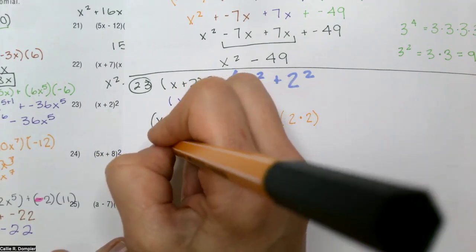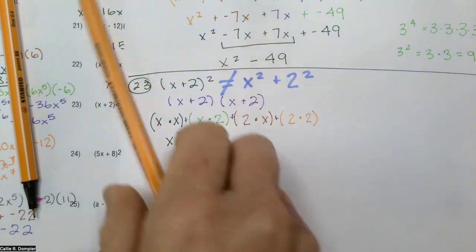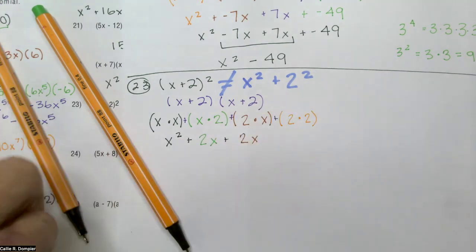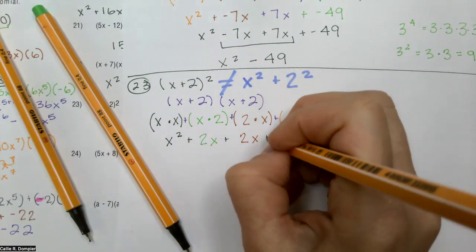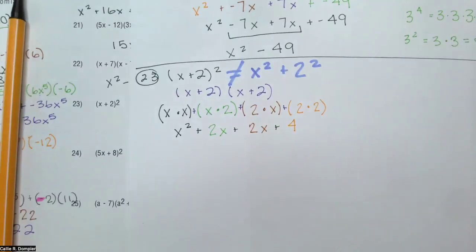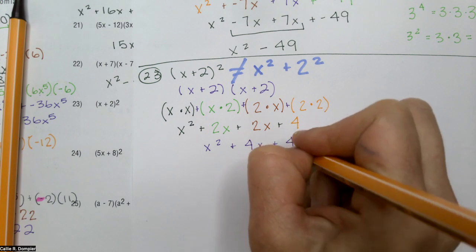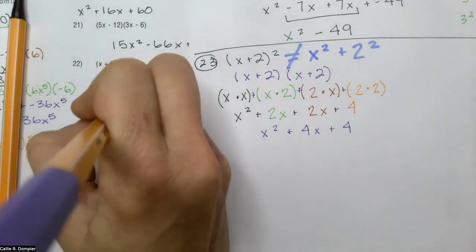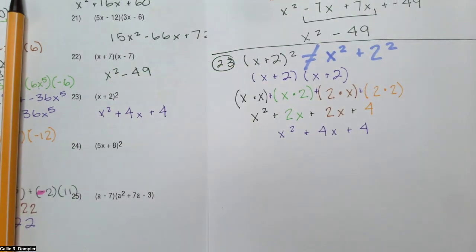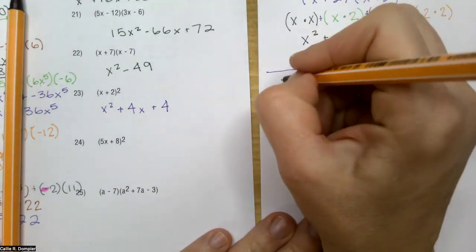And then we simplify. x times x is x squared, plus 2 times x is 2x, plus 2 times x is 2x, plus 2 times 2 is 4. Now we can combine those middle terms and we will end with x squared plus 4x plus 4 for 23. Good. One more example of a quantity squared.